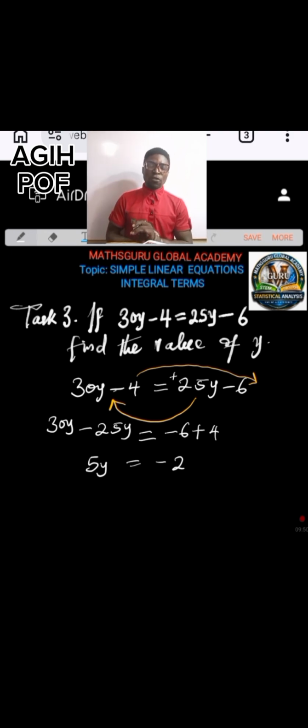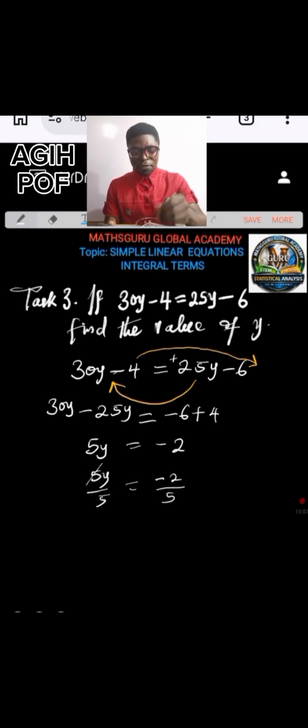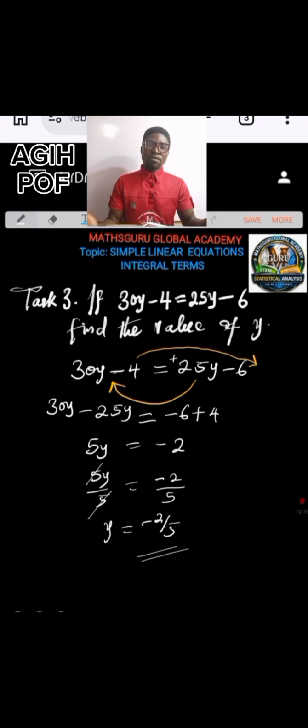Alright, at this point, we are going to divide both sides by the coefficient of y, which is 5. So 5y over 5 will be equal to negative 2 over 5. We have this will move out to give us negative 2 over 5. You can leave it like this. That is the final answer. So y is equal to negative 2 over 5.